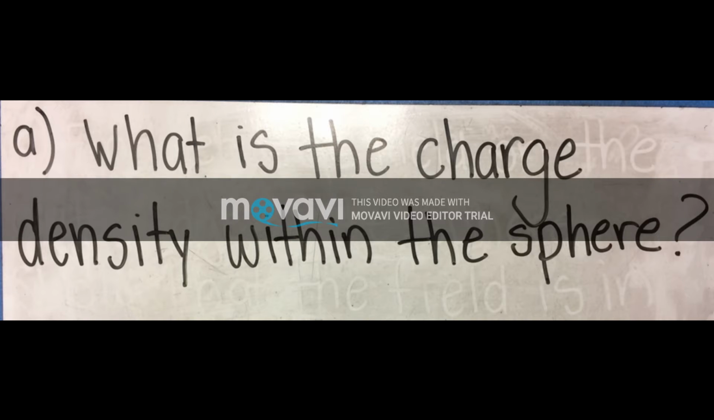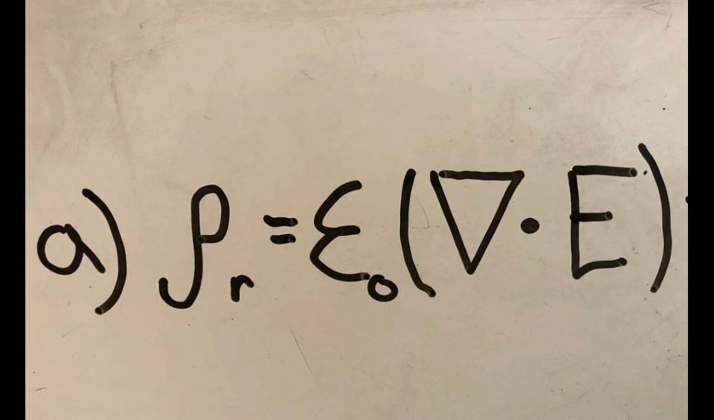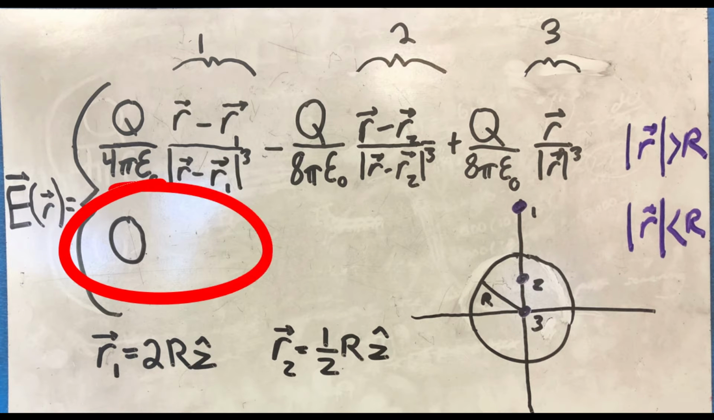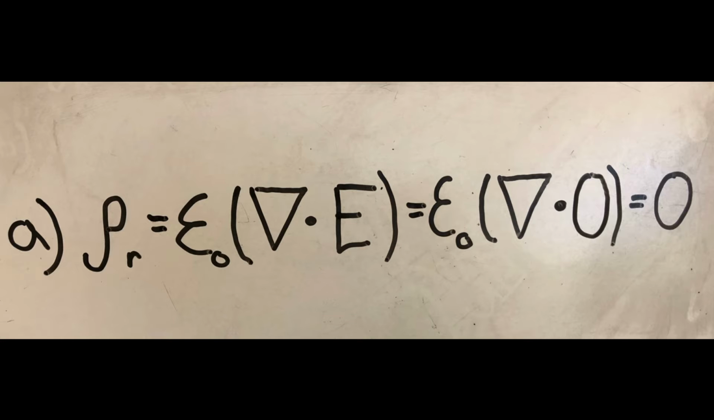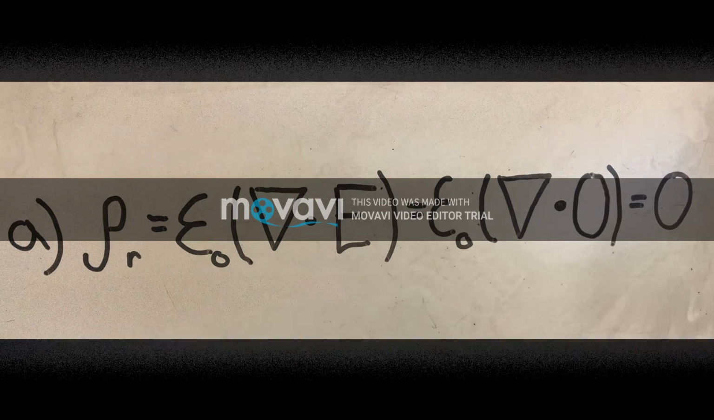For part A, we're going to find the charge density inside the sphere. Charge density equals epsilon naught times del dot E. Because we're working inside the sphere, where little r is less than big R, E equals 0. So now we have epsilon naught times del dot 0, which equals 0.